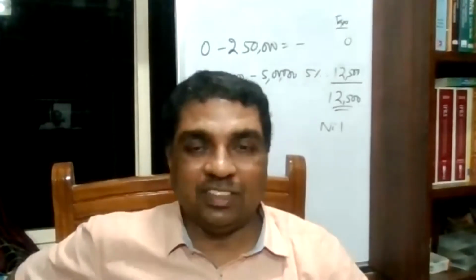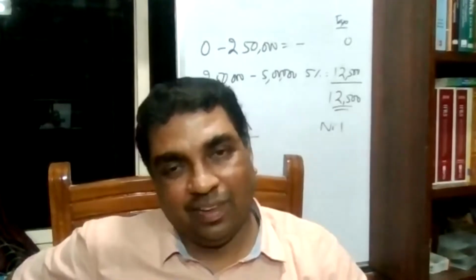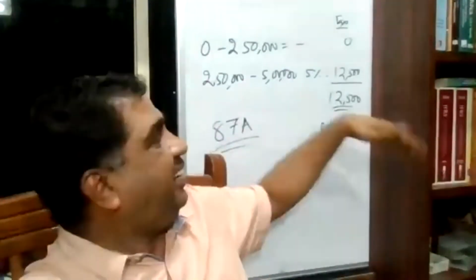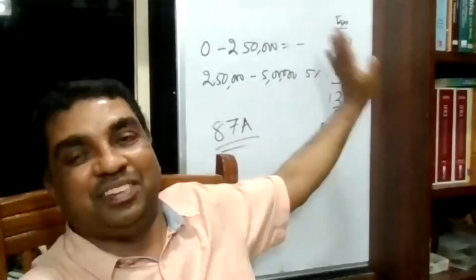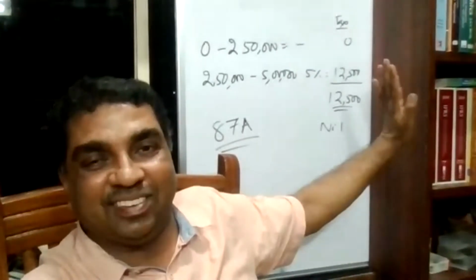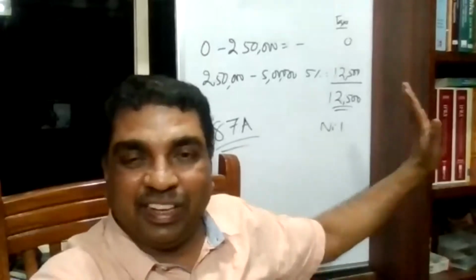But this is not applicable to a non-resident individual. So section 87A is for resident individuals. Is it clear to you? Yes, sir. Okay. And in case income is slightly more, let us say 5 lakh and 1 rupee, then also this rebate is not allowed. 87A is not applicable.